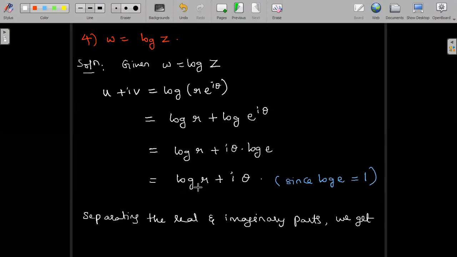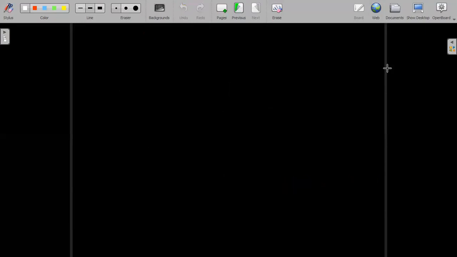So observing, u is equal to log r and v is equal to theta. When we say that we are writing down the real and imaginary parts, we just grab the coefficients of the real and imaginary. So we have u is equal to log r and v is equal to just theta. If u is equal to log r, let us find out the partial derivatives with respect to r and theta. Now we are differentiating partially with respect to r. So with respect to r, we obtain u_r is equal to the differentiation of log r, which is 1 by r.